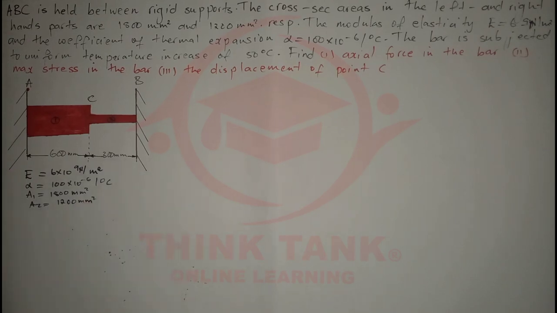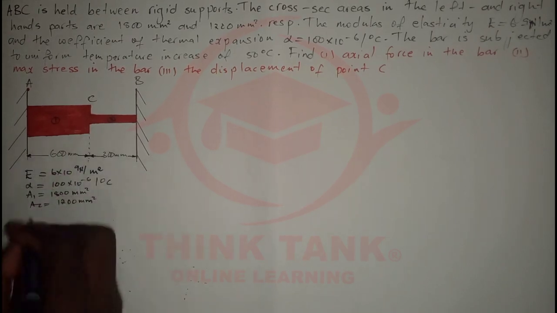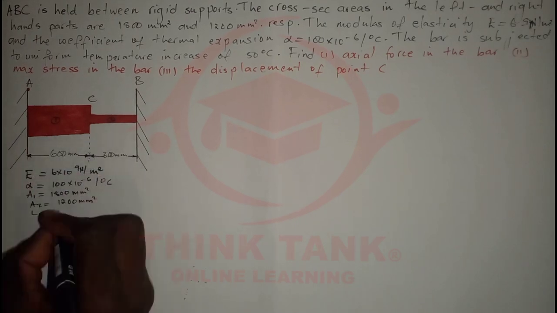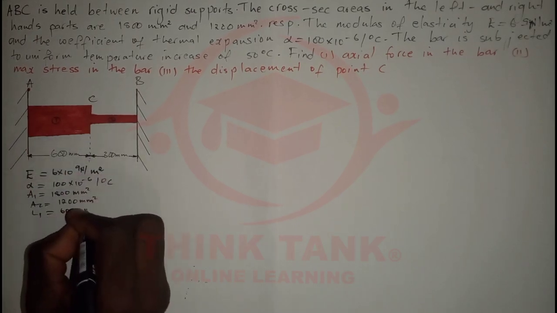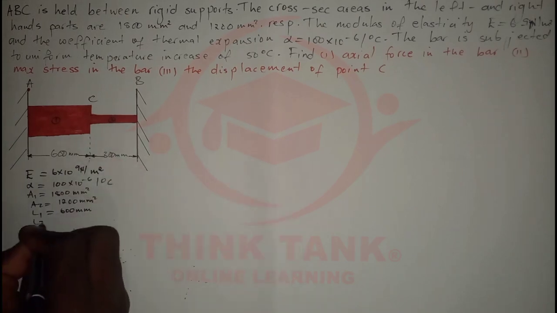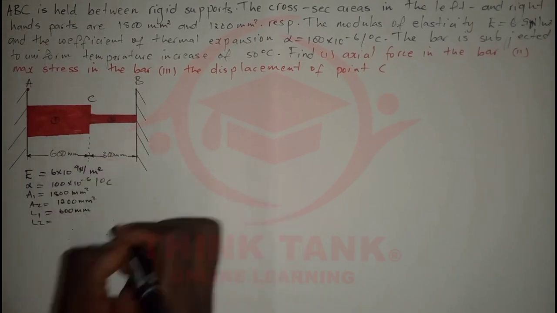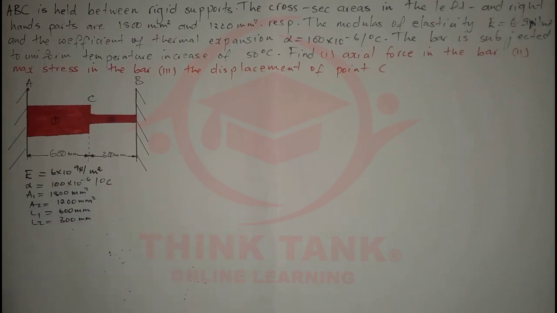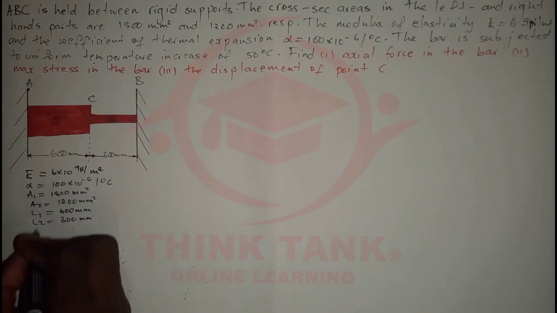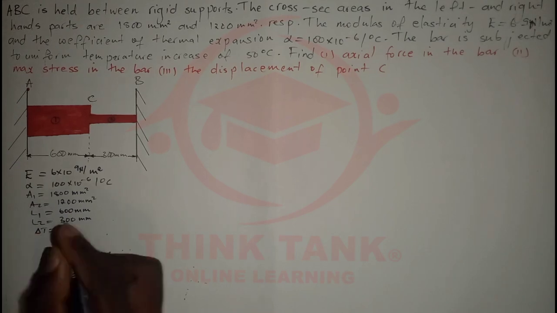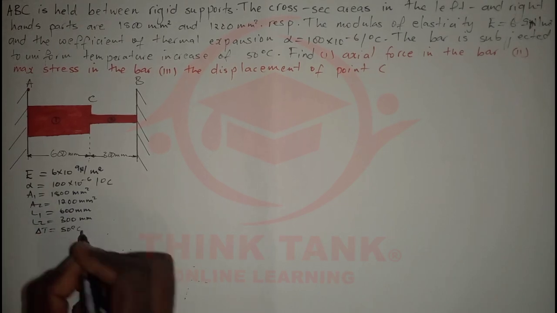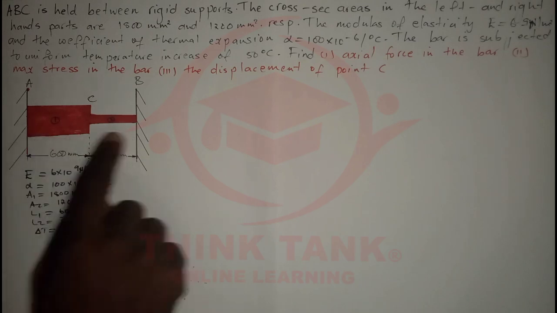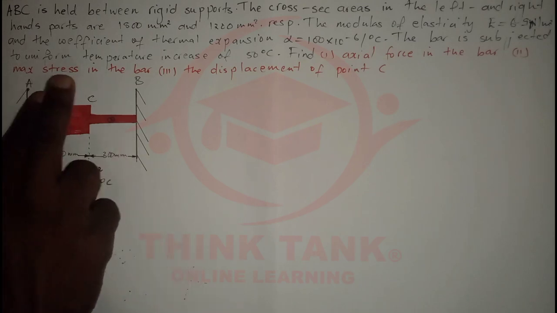And we're also given the lengths. You can see the length from here to here. I'm going to call L1 the length of the left part, which is 600 millimeters, and also given the length of the second part, the right part, which is 300 millimeters. We're also given the change in temperature, which is 50 degrees Celsius. If you understand the question correctly, this bar is held by rigid supports. That means these ends are not moving.